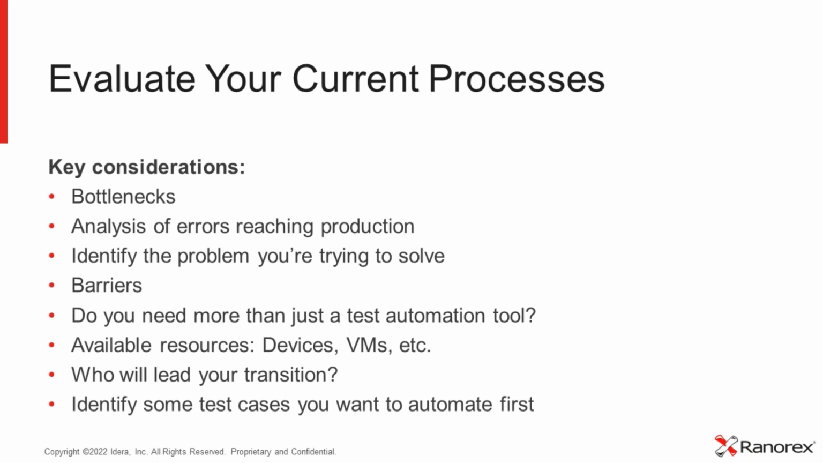And finally, you need to identify what you want to automate first. The end goal may be to automate 70%, 100% of your tests. But you have to start somewhere. So identify some low-hanging fruit for some test cases that you want to automate first.